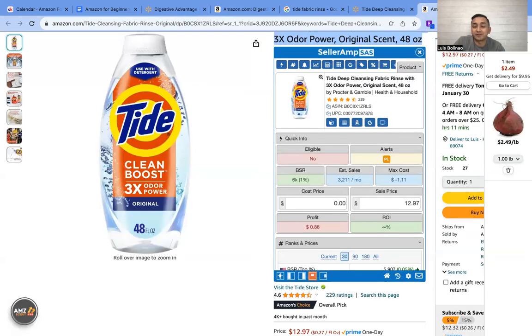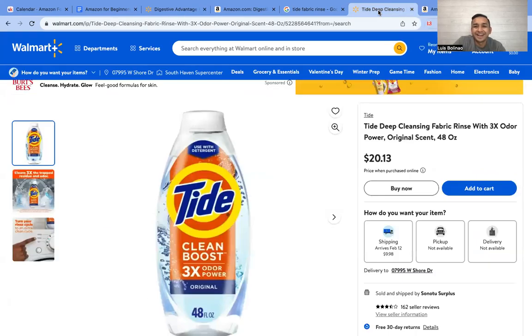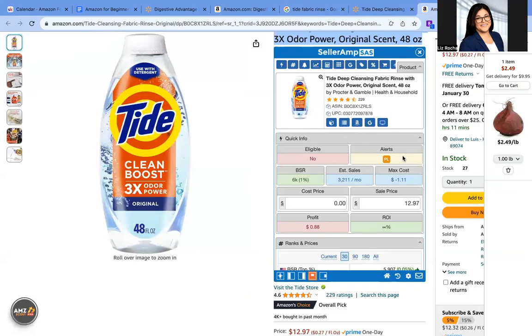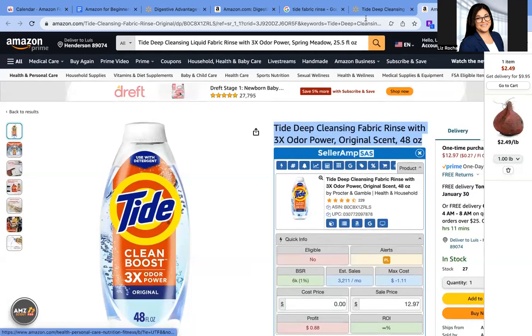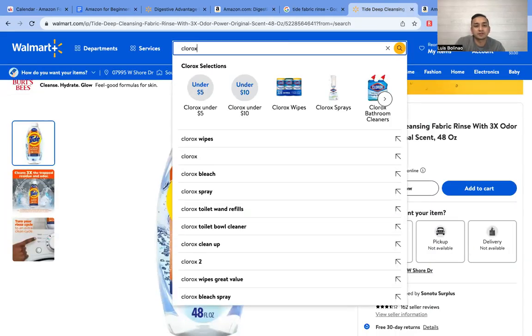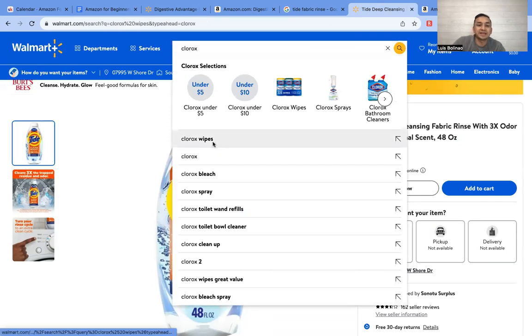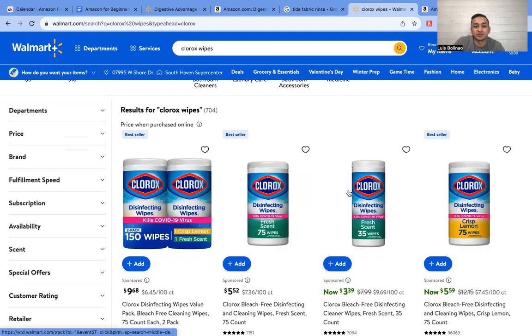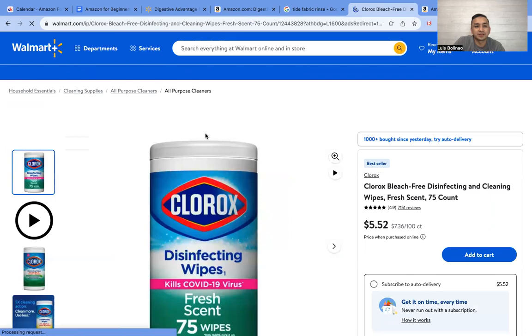I guess for the next one I can find one. Yeah, or maybe like Clorox wipes. Those are really popular, right? Everybody uses Clorox and Tide. Oh, okay. So Clorox. Yeah. The thing is it can be popular, but it needs to make sense as far as the numbers. So we've got to find the exact same product.